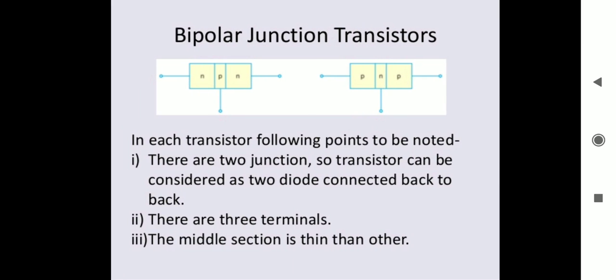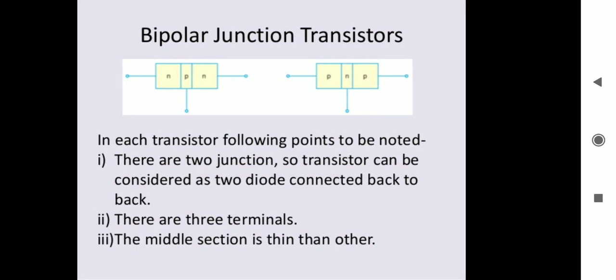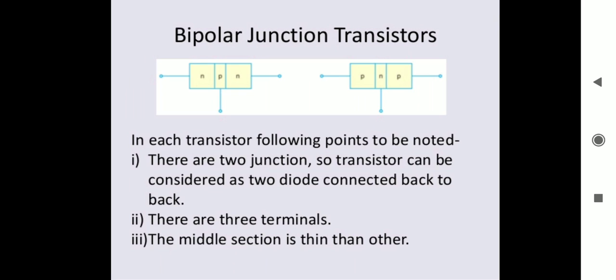From the construction point of view of the BJT, the most important point about the construction of the transistor is this: the NPN transistor is formed by sandwiching a thin p-type semiconductor between two n-type semiconductors, whereas the PNP transistor is formed by sandwiching a thin n-type semiconductor between two p-type semiconductors. In both types, the base comes in between the collector and emitter regions.